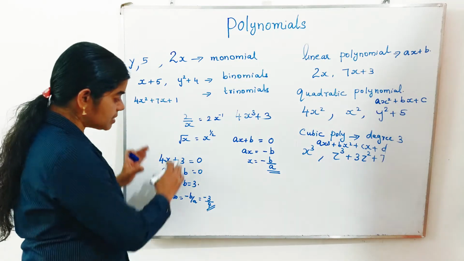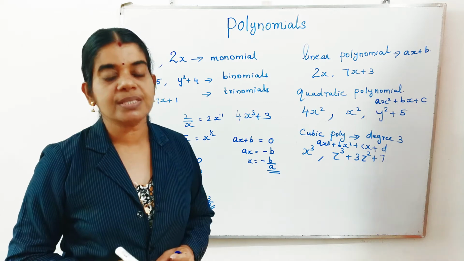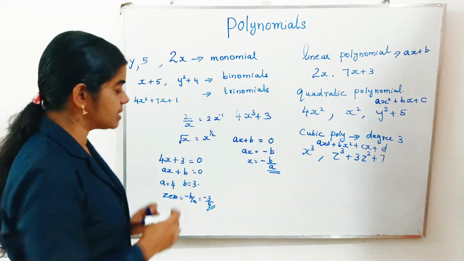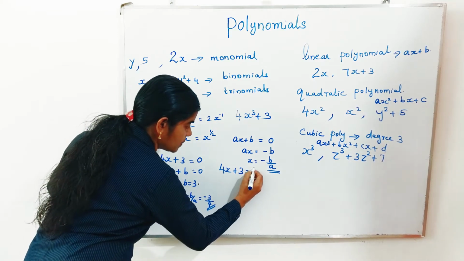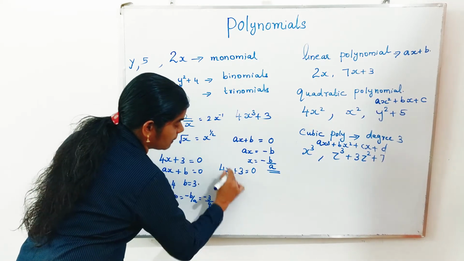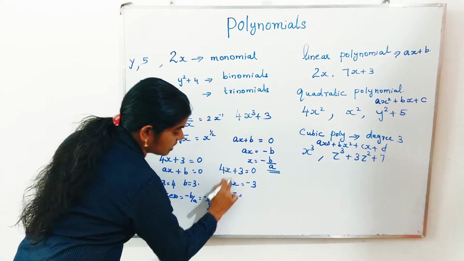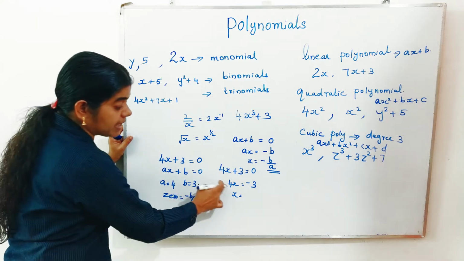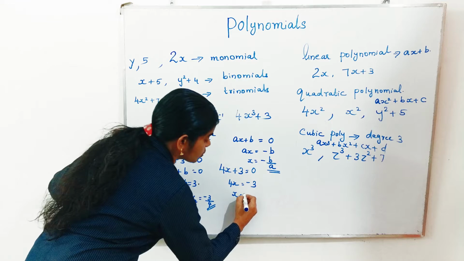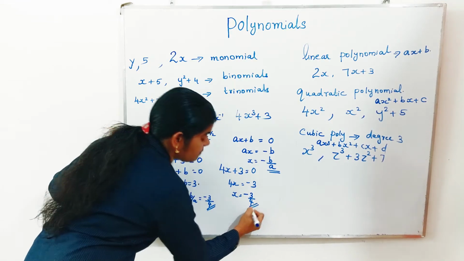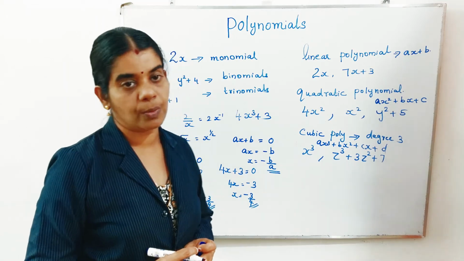This is one method. By using minus b by a, you can easily write down the zero of a linear polynomial. Otherwise, you can write the given polynomial 4x plus 3 equal to 0. 4x is equal to minus 3. Here multiplication is there; if you take it to the other side, it will become division. So x is minus 3 by 4. Any one method you can follow for finding the zero of a linear polynomial.